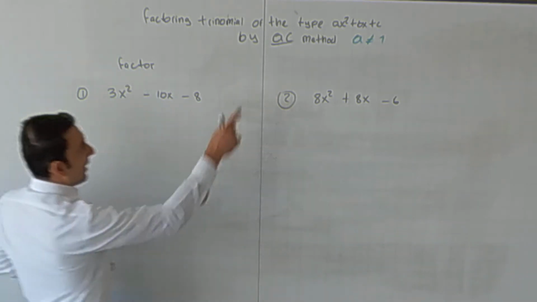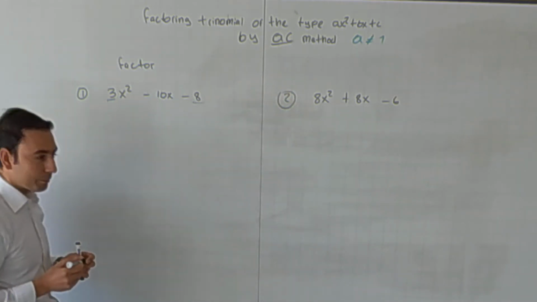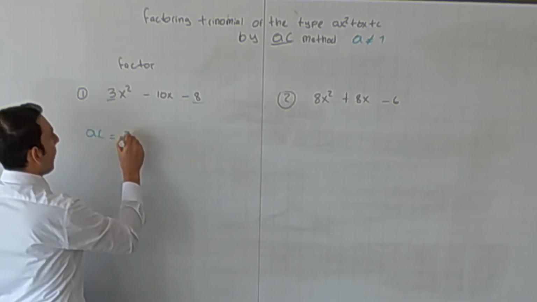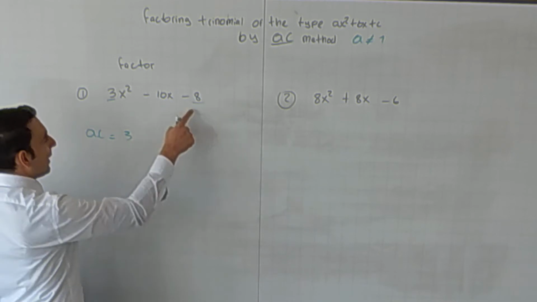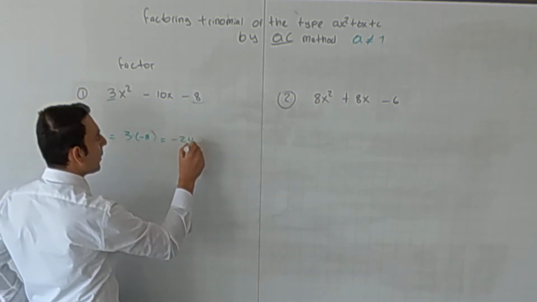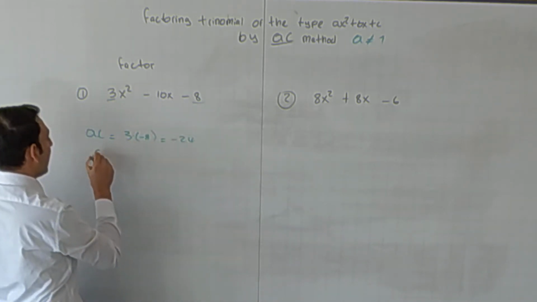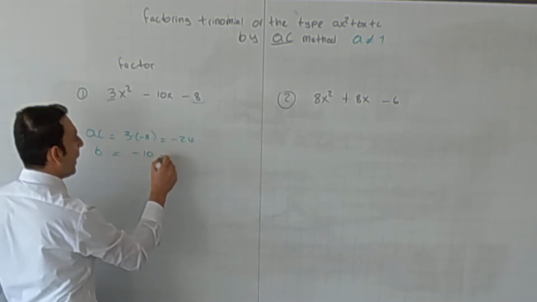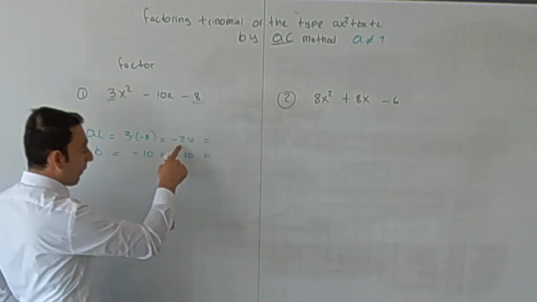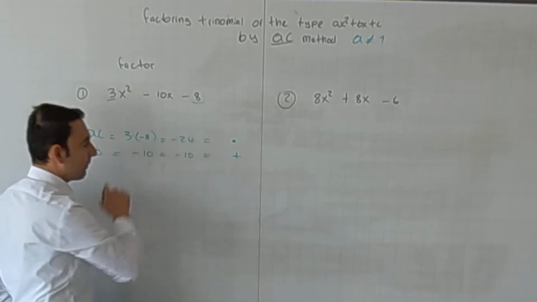The second step. The name of the method is AC because we have to multiply A and C. Then A is 3 and C is negative 8, and 3 times negative 8 is negative 24. Now, B in this case is negative 10. In a similar way to the previous factoring case, we have to find two numbers whose product is negative 24 and whose addition is negative 10.